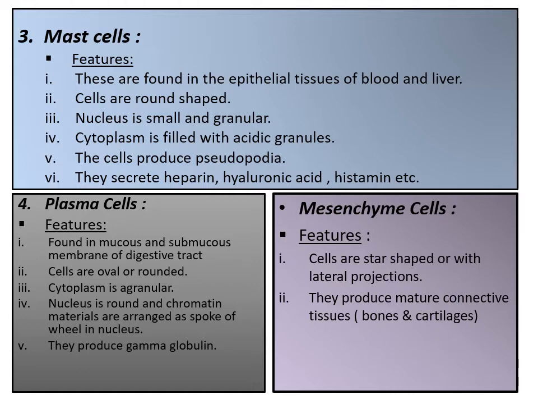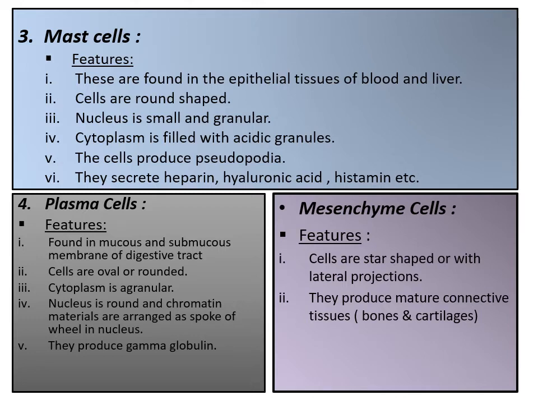The next type of cellular element is plasma cells. Some of the important features of the plasma cells are that they are found in the mucous and submucous membrane of the digestive tract. Cells are oval and rounded. Cytoplasm is agranular, the nucleus is round, and chromatin material is arranged like the spokes of a wheel in the nucleus, and they produce gamma globulin.